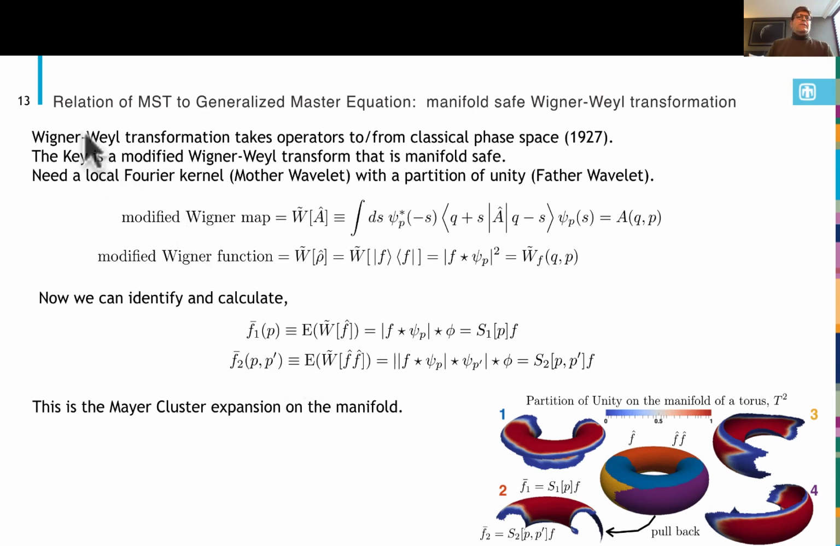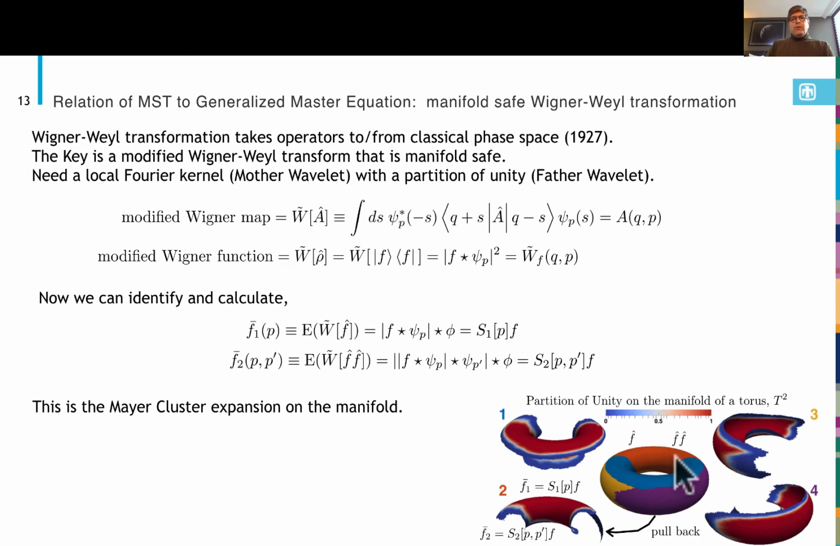Well, we're going to dust off some really old formalism dating back to 1927. But there was a real problem with this formalism where they tried to map operators down to a configuration space in terms of Q and P. And it was because they were using a Fourier kernel. But on a manifold, you end up having what's called a partition of unity, where you can only map patches. You can't map the whole manifold, in this case a torus, to R2.